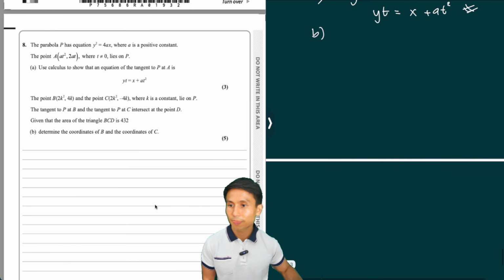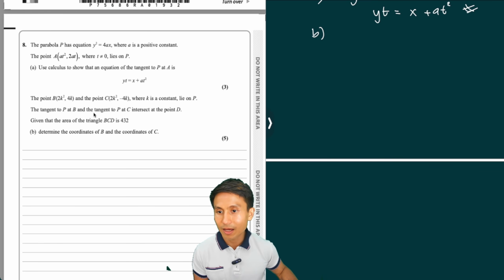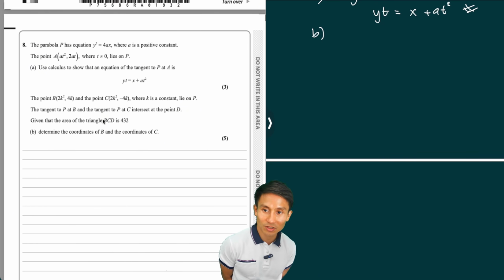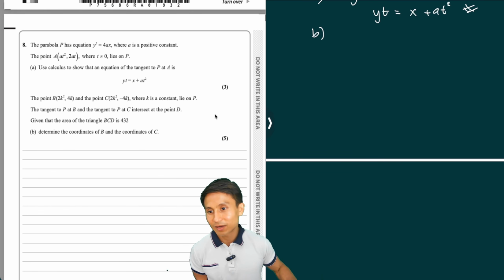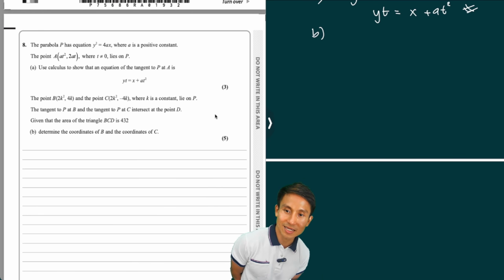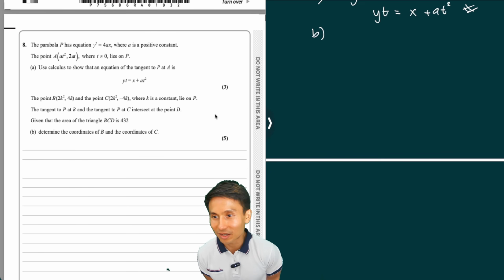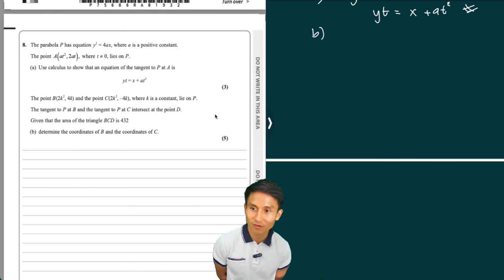Part B. The point B and point C, where k is a constant, lie on P as well. The tangent to P at B and the tangent to P at C intersect at point D. Given that the area of the triangle BCD is that, determine the coordinates of B and the coordinates of C.